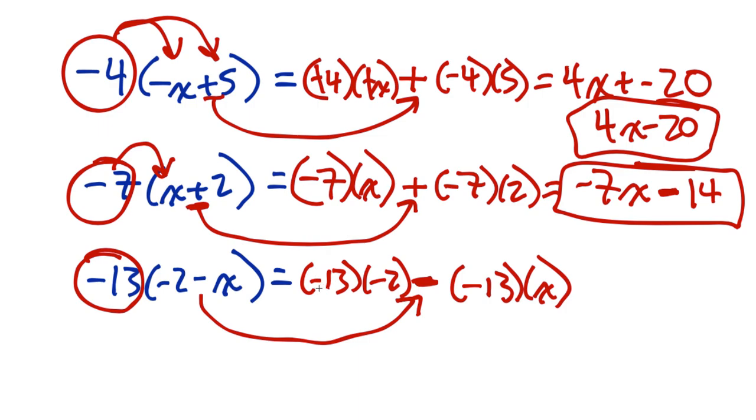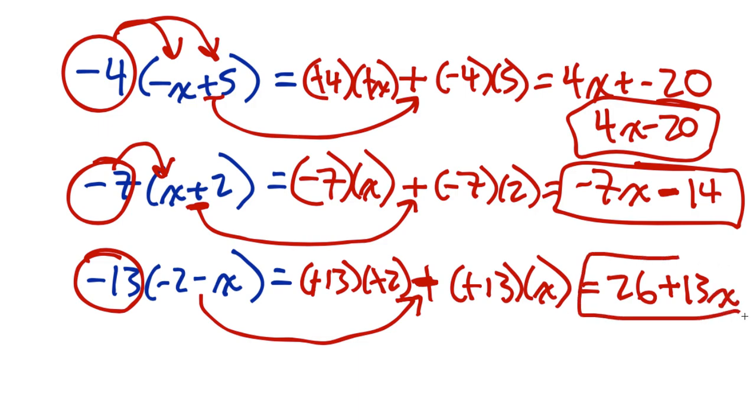Negative times a negative, double dagger, becomes a positive, so we're going to go whoosh, whoosh. So that's going to become 26. Again, minus a negative, double dagger, that's going to be plus 13x. So you have 26 plus 13x is our answer.